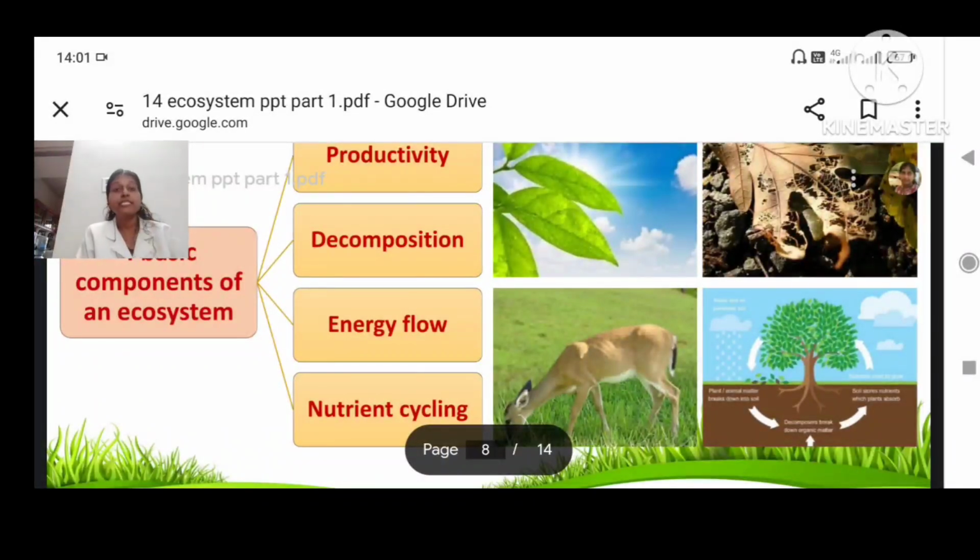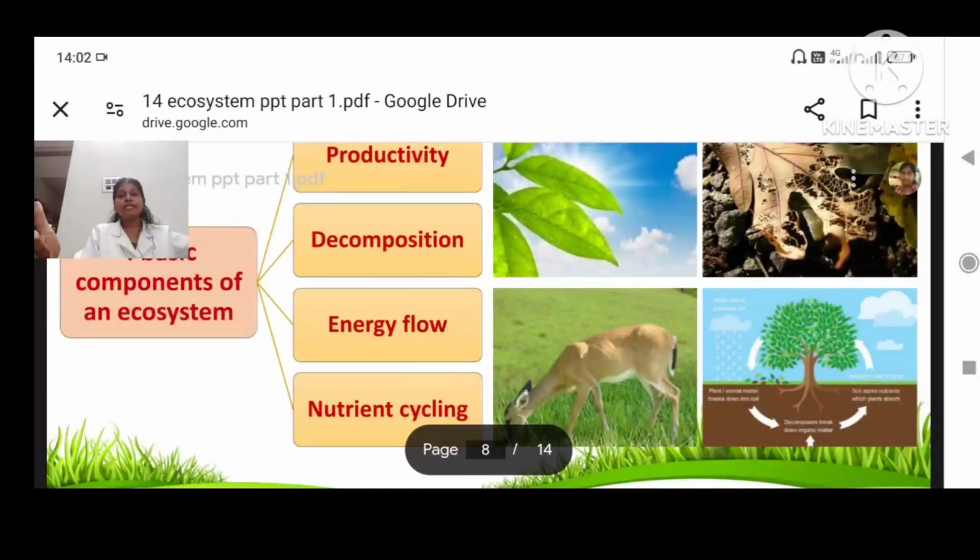The first component is productivity. The second component is decomposition. The third component is energy flow, and the fourth component is nutrient cycling. Okay, so I can go in a proper order. One, I can go for productivity, then we can go for energy flow, third we can go for decomposition, and the fourth we can go for nutrient cycling. I will explain, listen carefully how it is taking.